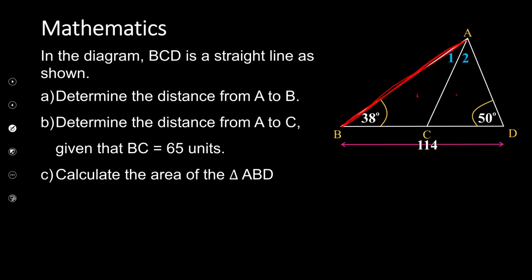Now, which bit of information will be used to find AB? If you look at it carefully, in the big triangle we've got more information, because if we disregard line AC, in the big triangle we have an angle, and we have another angle, and we have this side. So let's see if we can use the big triangle to find the distance from A to B.